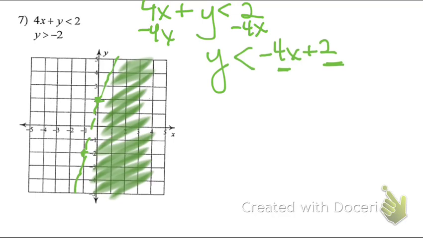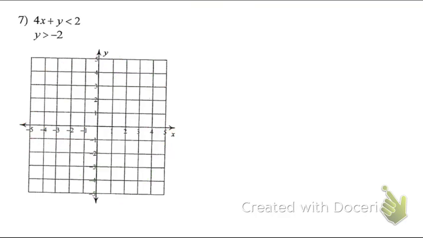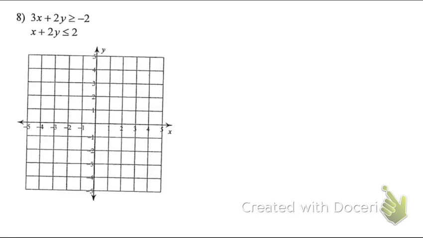Y is greater than -2. So what that means is no matter what x is, y is everything above -2. So I draw a dashed line there because it's greater than, not greater than or equal to. And I'm going to shade in everything that's above it. And my solution is the part that's both red and green. Okay, and let's do one more. Number 8.